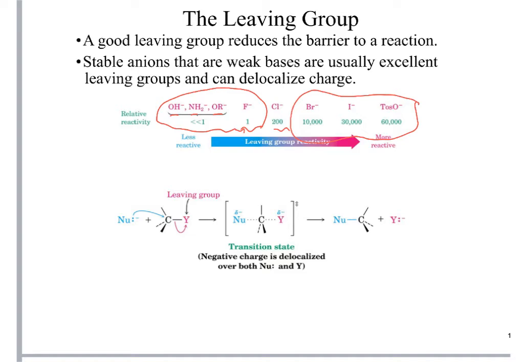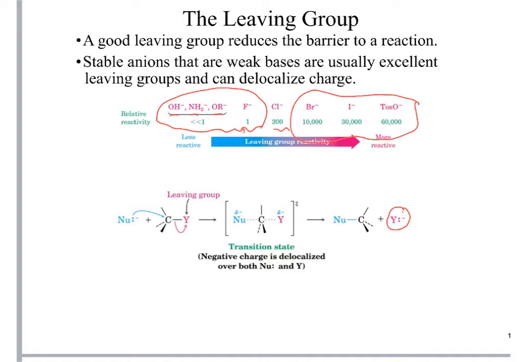In order for hydroxide or amide or alkoxide to be expelled, we would need to activate them first, using, for example, PBr3 or thionyl chloride. So the leaving group, as it's expelled, is negatively charged, and therefore the weaker the base, the weaker the conjugate base of the acid, the better the leaving group.